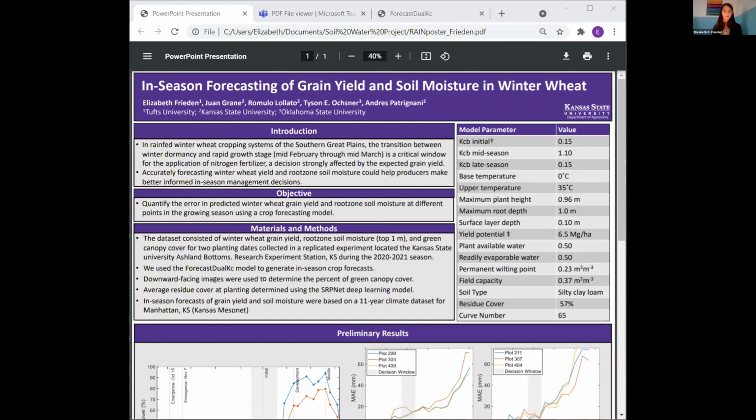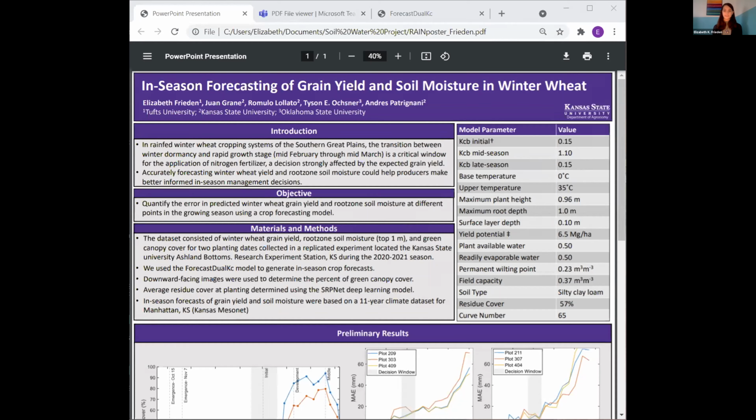So the model that we used takes as inputs root zone soil moisture, surface soil moisture, and green canopy cover observations that are taken in the field over the course of the growing season and predicts a variety of outputs, including wheat yield and final root zone soil moisture. And all of these parameters have to be calibrated for the specific fields and crops that are grown.